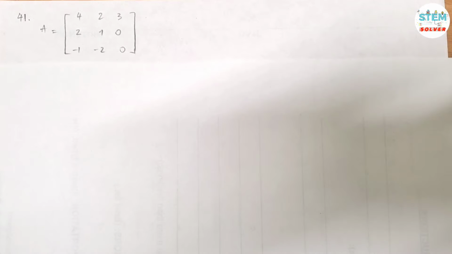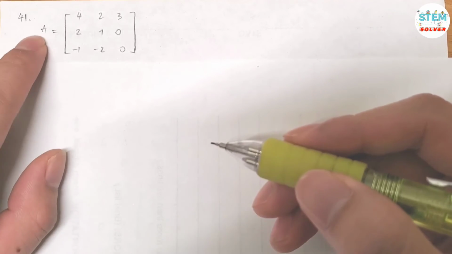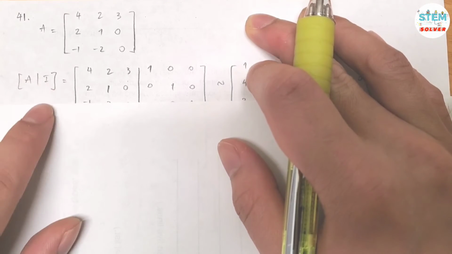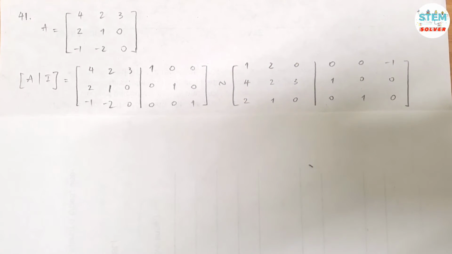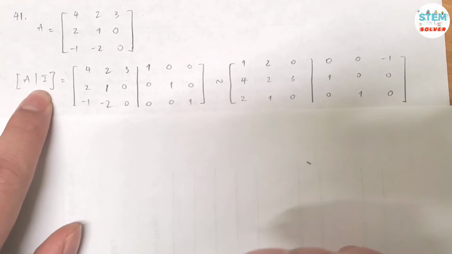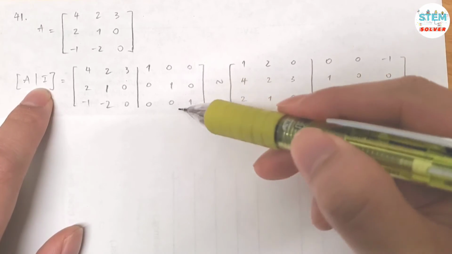Use theorem I3 to find the inverse matrix for the matrix or show that no inverse exists. So here's a matrix and you need to find the inverse matrix of A. First you need to augment matrix A with the identity matrix I. Okay, so here's the matrix I.